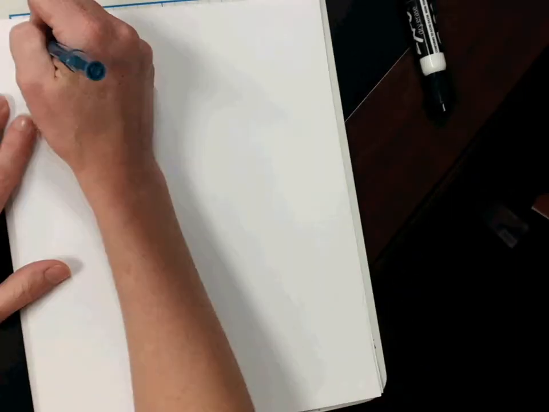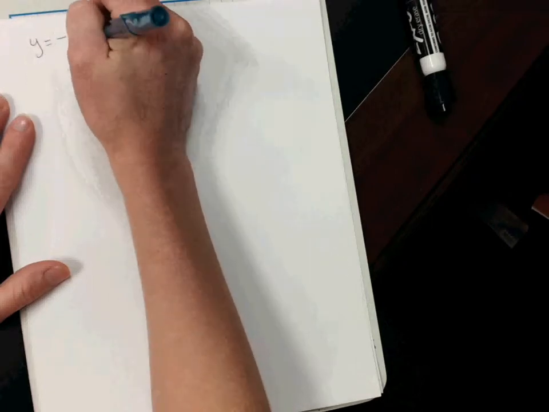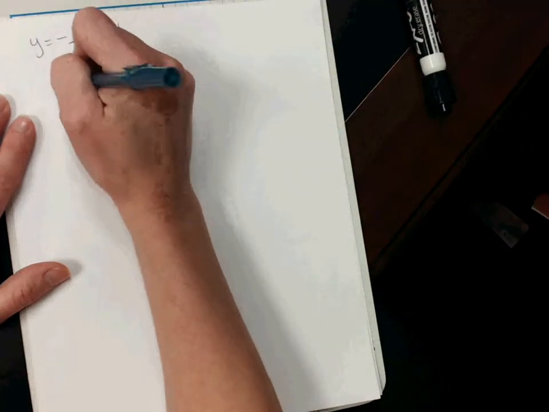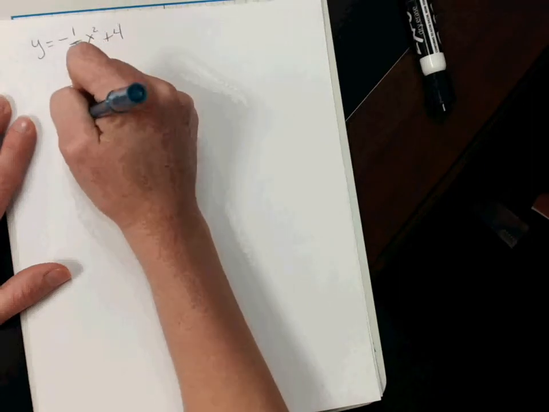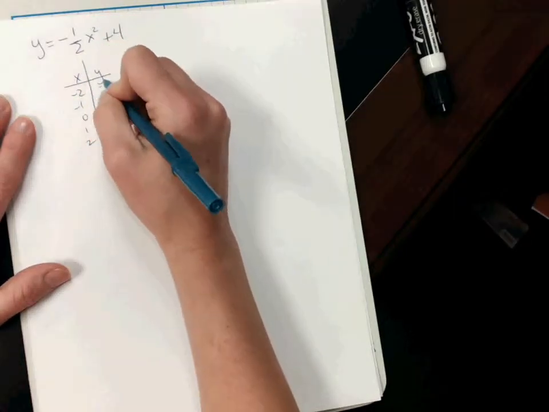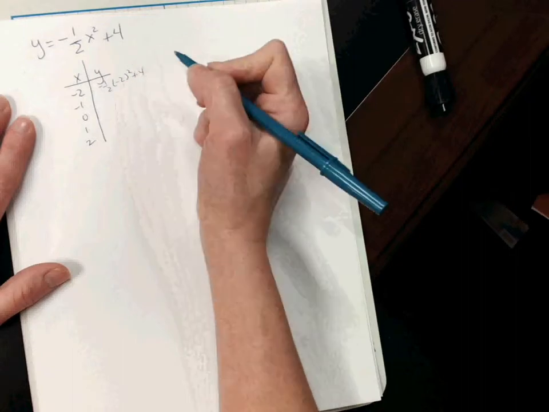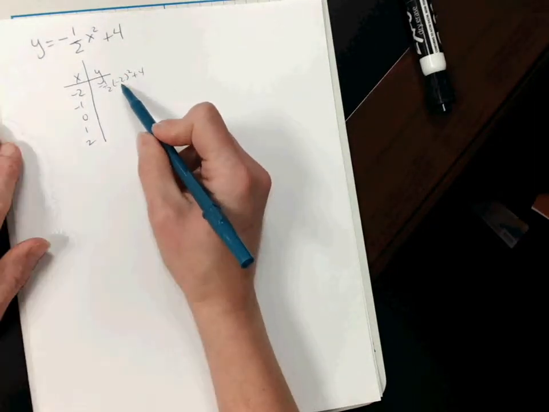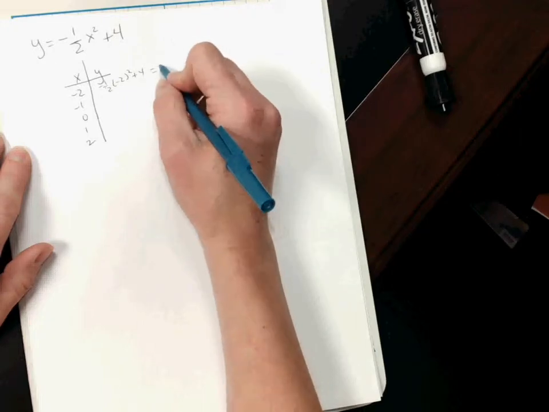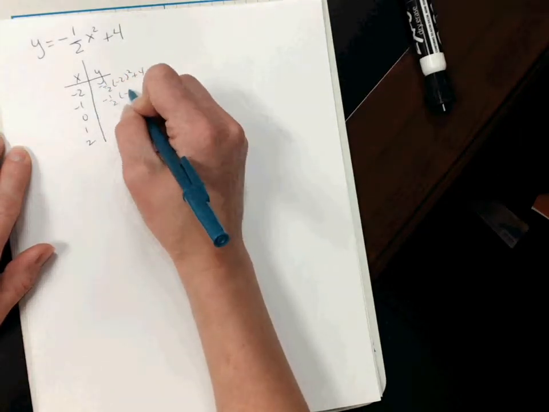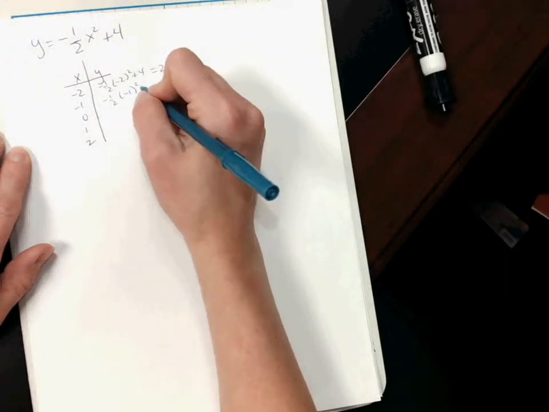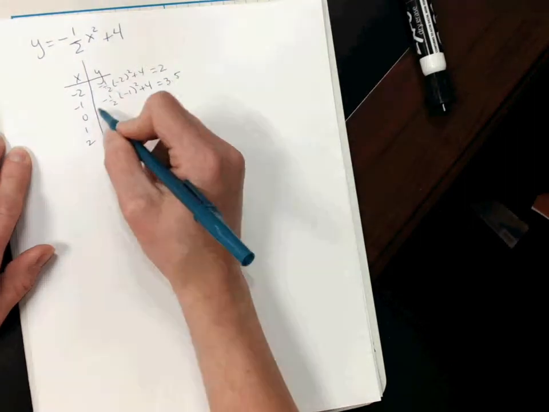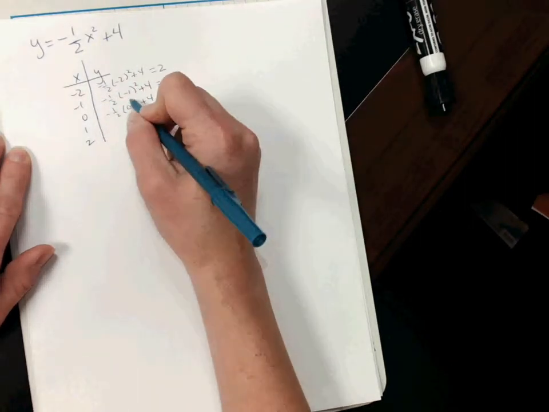So say we have y equals, well, let's make it negative, -1/2 x squared plus, we'll say 4. So if I plug in some points, let's do the same ones. If I plug in -2, -2 squared is 4, times -1/2 is going to give me -2. So I've got 4 times -1/2 is -2, plus 4 is going to give me a 2. When I plug in a -1, -1 squared is 1, times -1/2 is -1/2, plus 4 is going to give me a 3.5. If I plug in 0, it's our y-intercept, so it's going to give me a 4.